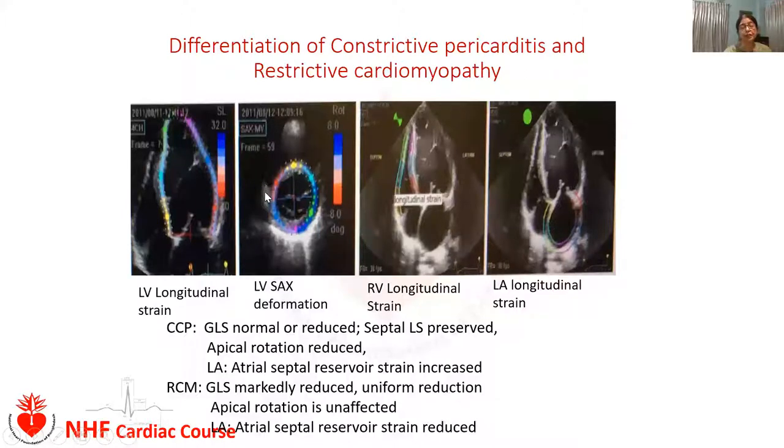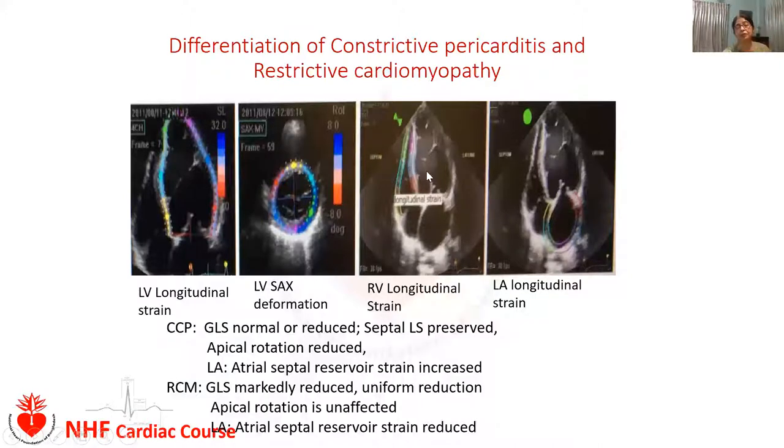Apical rotation is affected in constrictive pericarditis, but remains unaffected in restrictive cardiomyopathy. Atrial septal strain, which you see in the medial wall, is not affected by constrictive pericarditis. So the septal reservoir strain increases in constrictive pericarditis, but in restrictive cardiomyopathy it is reduced. RV longitudinal strain is reduced in both cases.